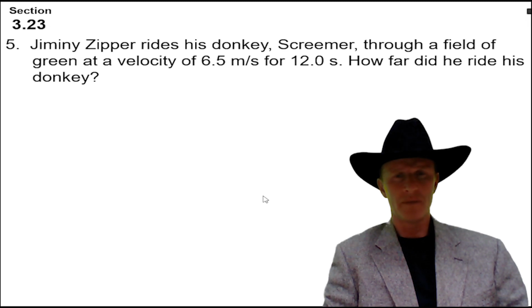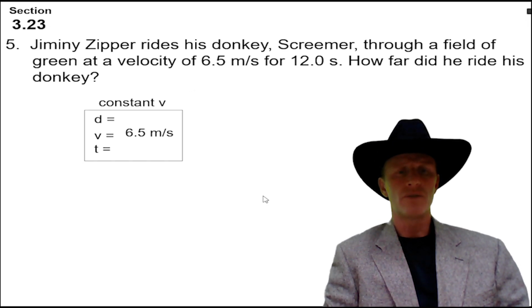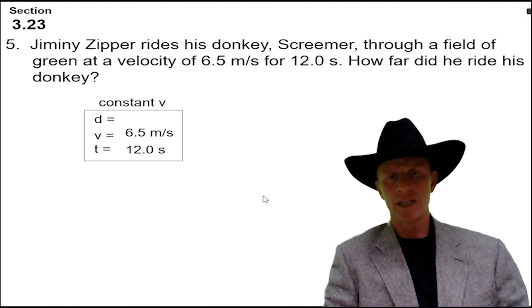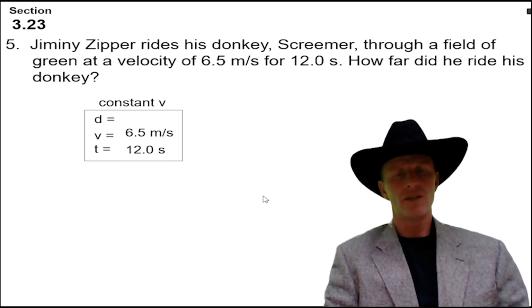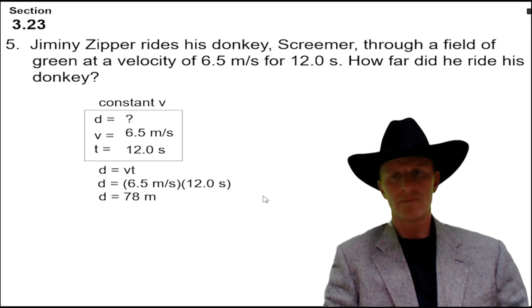And it appears to me that the speed's not changing. There's no indication of a change. Assume it's not changing. That means little box. So 6.5 in, 12 in, and did it get you? This is just a little box. D equals VT, multiply them together, get 78 meters, answer the question.